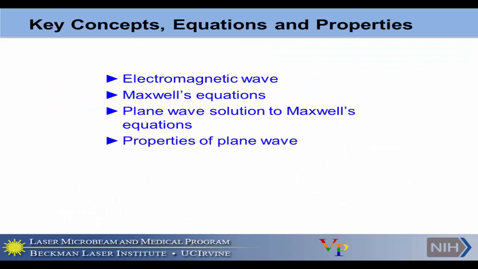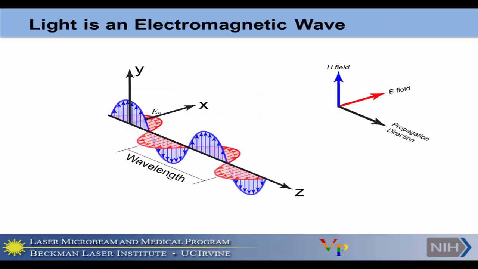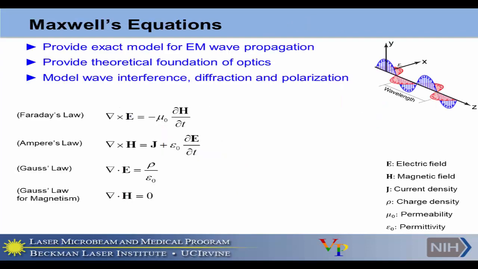So now I'm going to go back and talk about key concepts, equations, and properties. The first thing is light is an electromagnetic wave. It has an electric field and a magnetic field. They are mutually orthogonal to each other, and the propagating direction is perpendicular to the electric field and magnetic field. And the wavelength is the distance between two peaks.